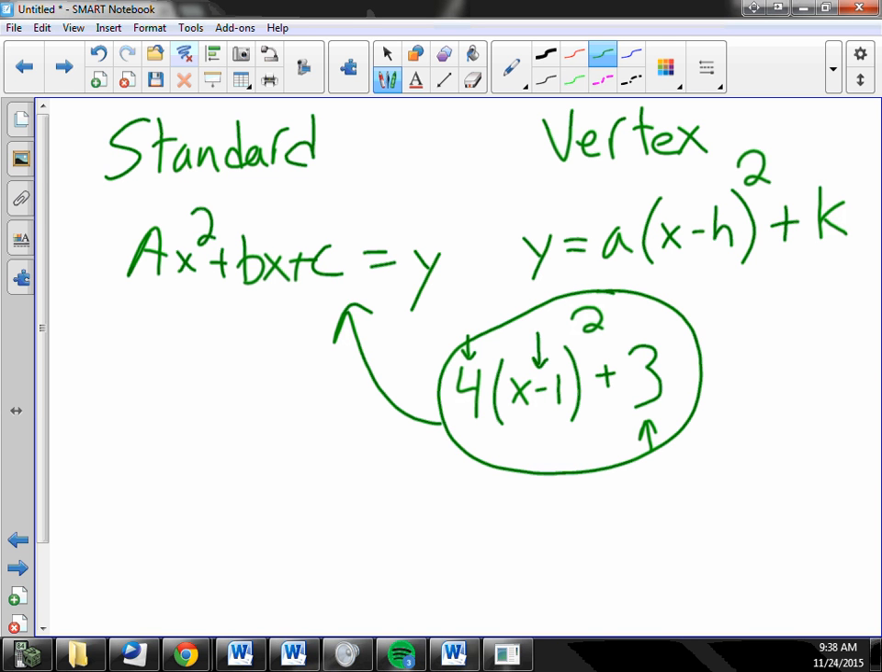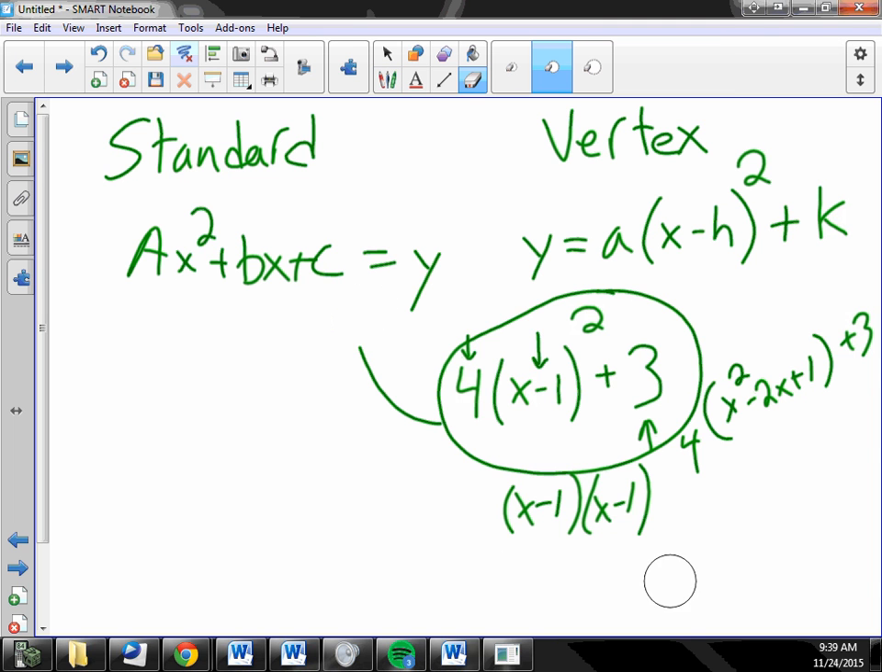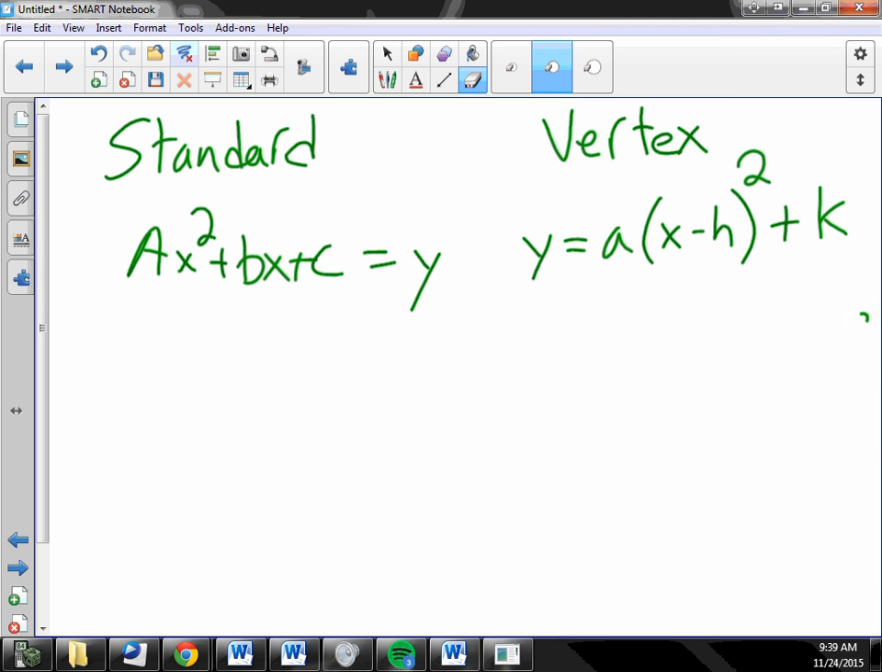Well, you would do x minus 1 times x minus 1, which is x squared minus 2x plus 1, and then you times that by 4, and once you brought the 4 in, then you would add 3. So going from vertex form to standard form is really easy. Going from standard form to vertex form is a little bit more difficult. So that's what we're going to do today. And essentially, you're going to complete the square with just a few minor changes.